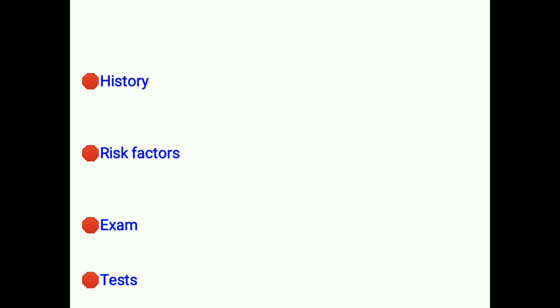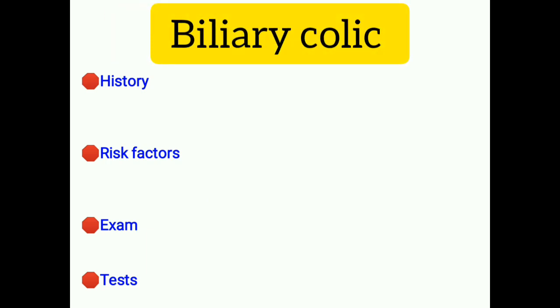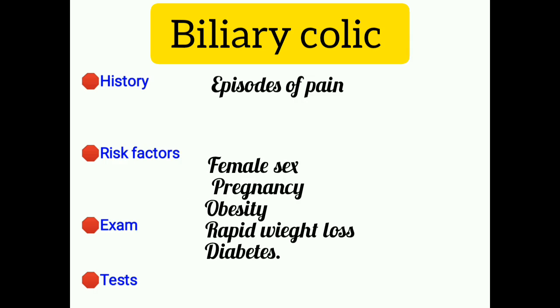Now we will talk about the causes of right hypochondrial pain. Right hypochondrial pain may be caused by multiple pathologies, but the most common are biliary colic, acute cholecystitis, acute cholangitis, and acute hepatitis. Biliary colic is characterized by episodic, intermittent pain in the right hypochondrium. This pain is often triggered by eating, but there is no jaundice. The risk factors for biliary colic are female sex, pregnancy, obesity, rapid weight loss, and diabetes. Examination and routine blood tests are usually unremarkable.